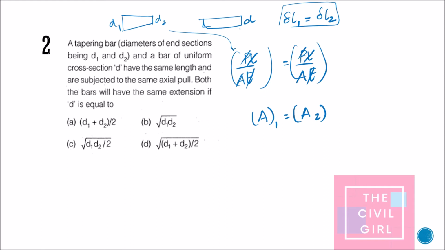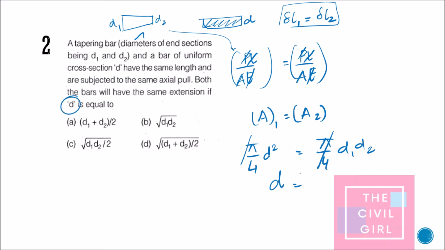So the area of the first bar will be pi by 4 into D square. The second bar will be pi by 4 into D1 into D2. So I can cancel this. From this I can get the value of D, which they have asked. So D should be equal to the square root of D1 D2. So the answer is option B.